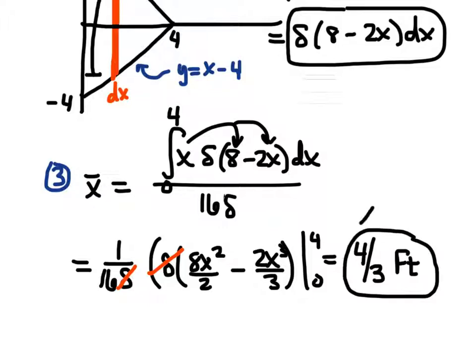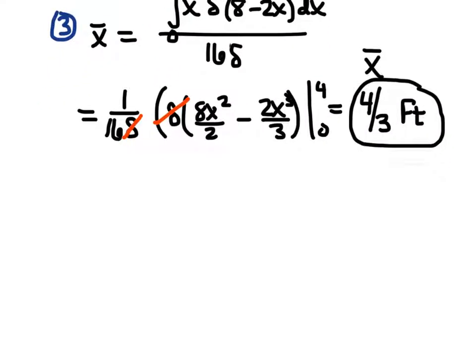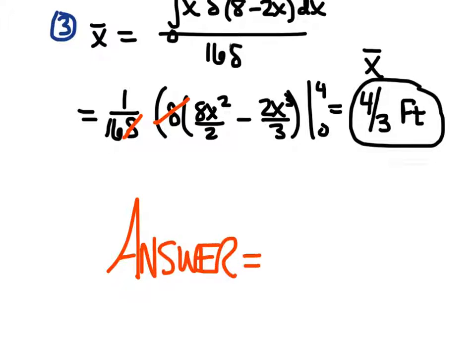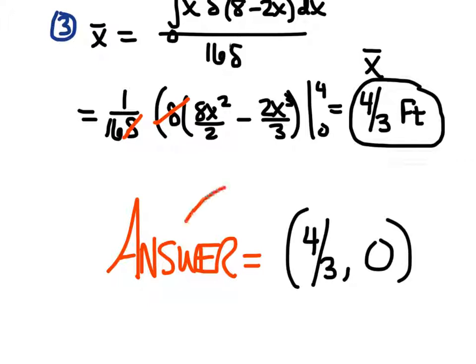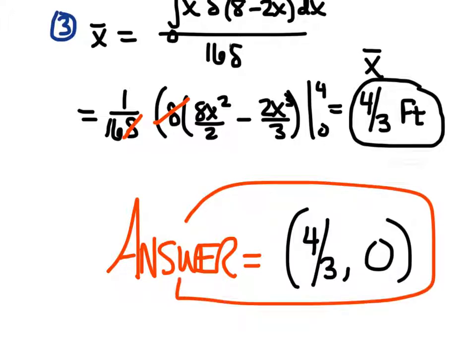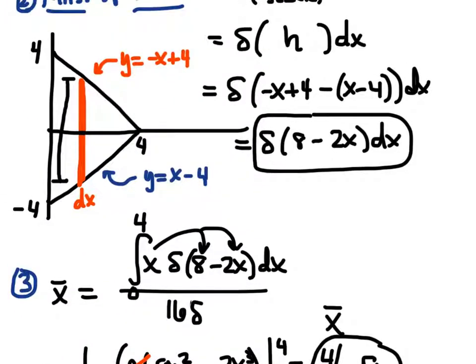So this is the x-coordinate of our center of mass, which means that our final answer for where the center of mass of this triangular region lies is going to be 4/3 for the x-coordinate, and 0. And obviously we'd have units here of feet. So let's revisit this at the top and see what it actually means.